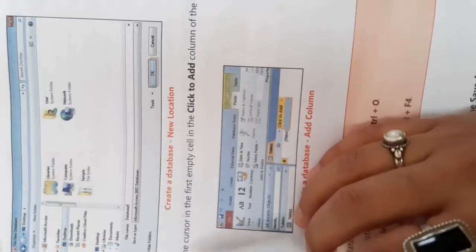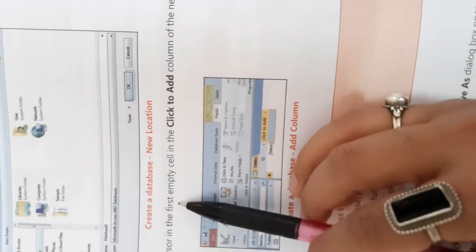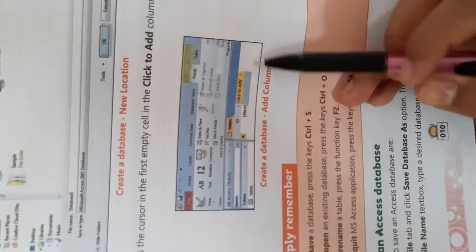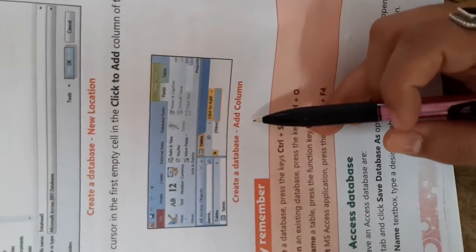Here you will find all these options. Next, Access places the cursor in the first empty cell in the Click to Add column of the new table. By clicking on it, you can add the columns to the new table to create a database.